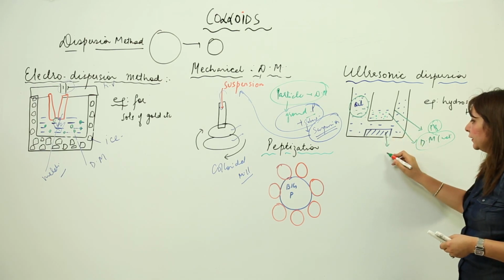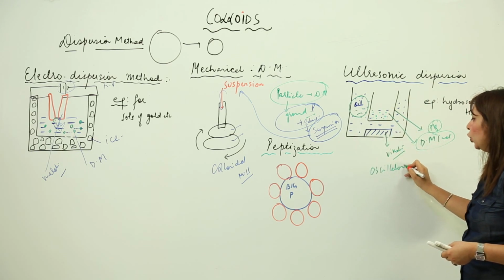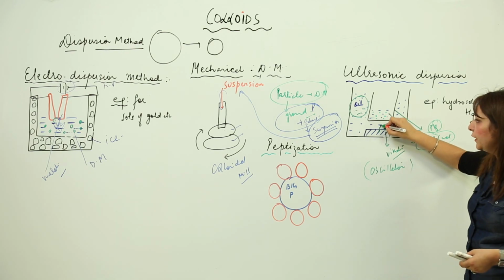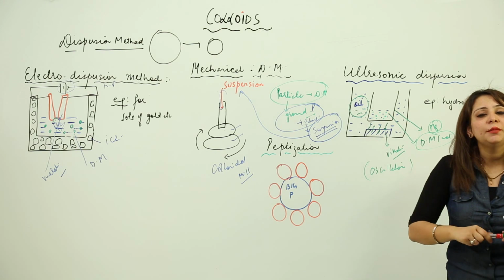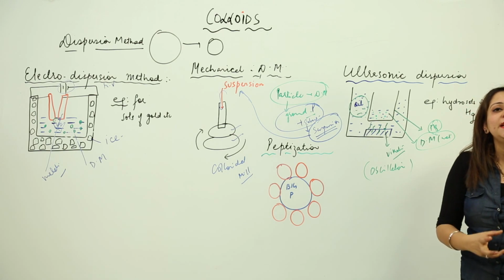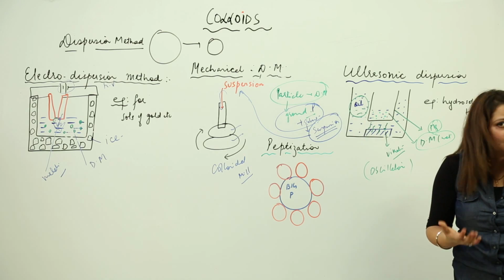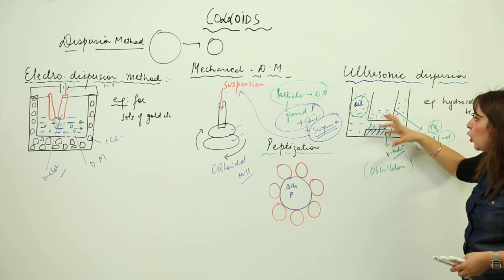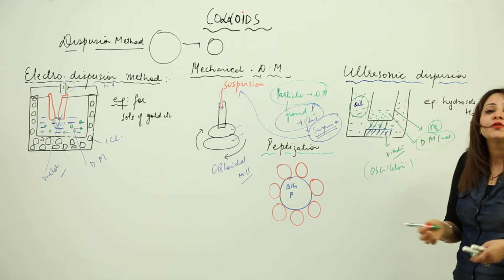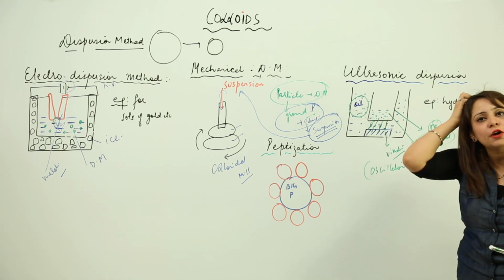We have the vibrator here, and this whole thing is called an oscillator. Now when we switch on the vibrator, it will send vibrations. The vibrations produced by the oscillator have a frequency higher than our audible range, that is higher than 20,000 hertz. Those frequencies pass through the oil and strike the beaker, and when it strikes the beaker, it vaporizes the mercury, which further forms colloidal particles that fall under the range of colloidal particles.